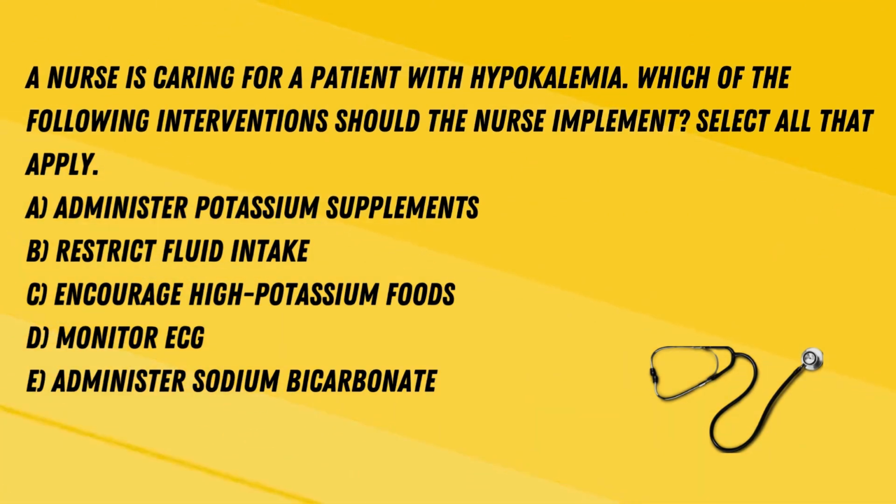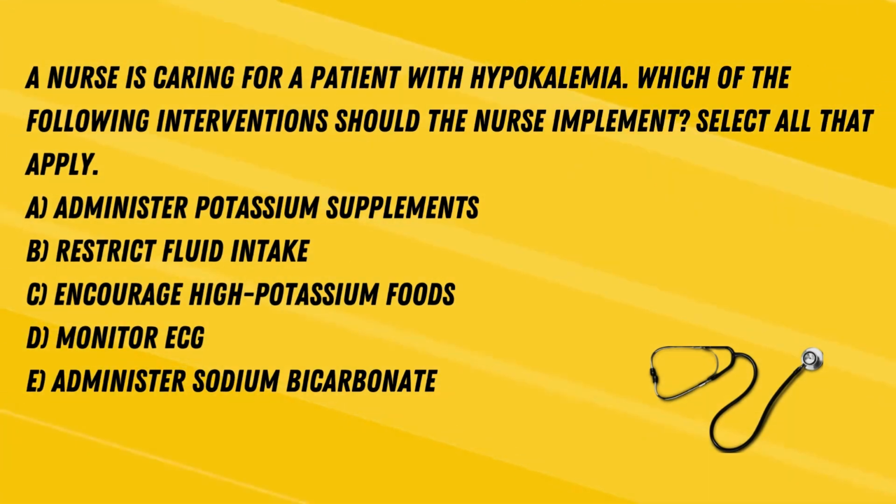Now, let's evaluate each option independently to see if it is a correct intervention for managing hypokalemia. Administer potassium supplements. This is correct because potassium supplements are a primary treatment for hypokalemia to replenish low potassium levels. Restrict fluid intake. This is incorrect because fluid restriction is not typically part of the treatment for hypokalemia. In fact, ensuring adequate hydration is important.